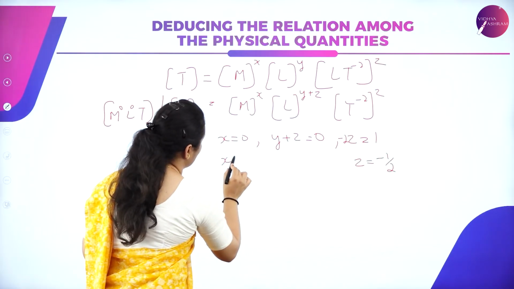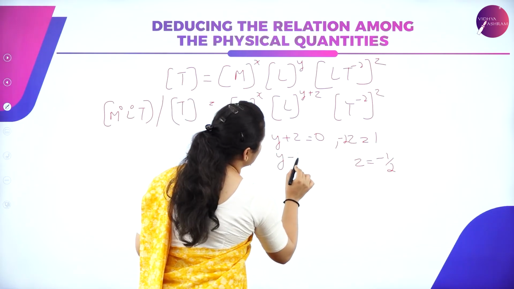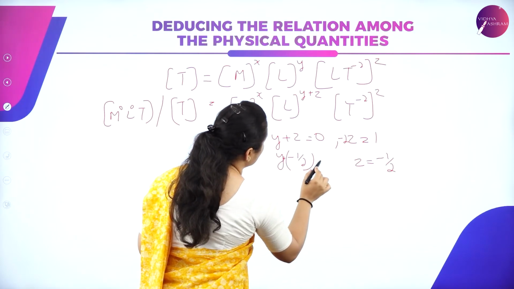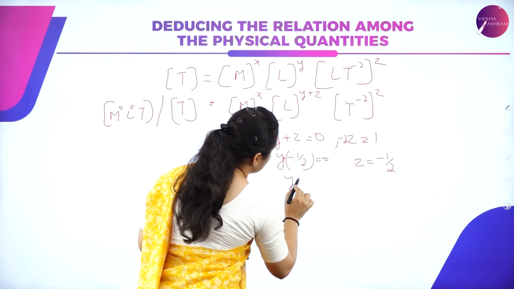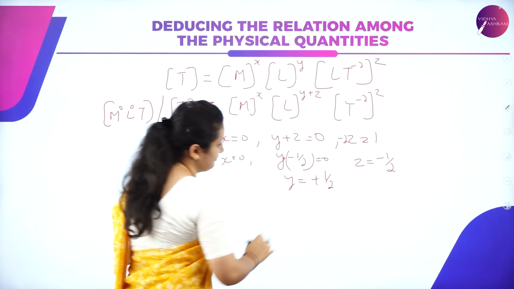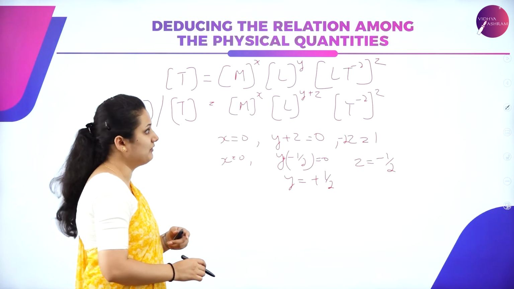You know X is equal to 0. And what about Y then? Y plus Z, and Z is minus half, is equal to 0. So Y is nothing but, when minus half goes to the RHS, it will be plus half. Now how will you solve this further?